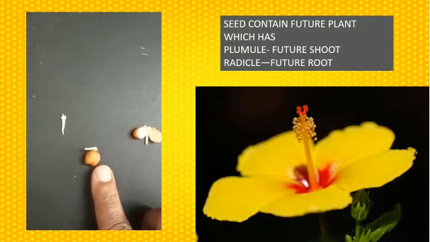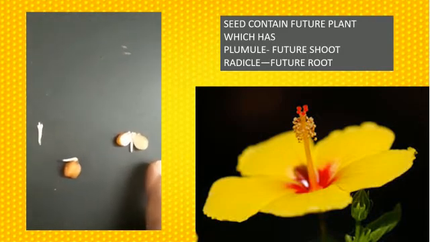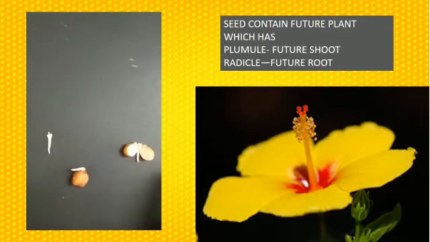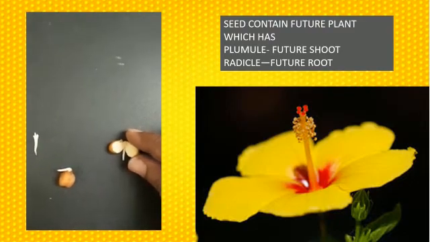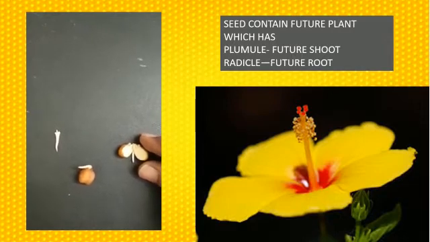This is chana seed. You can see the seed coat and it has already sprouted. The sprout is what is called an embryo. Now the embryo consists of a baby plant. The baby plant will have a baby shoot and a baby root.